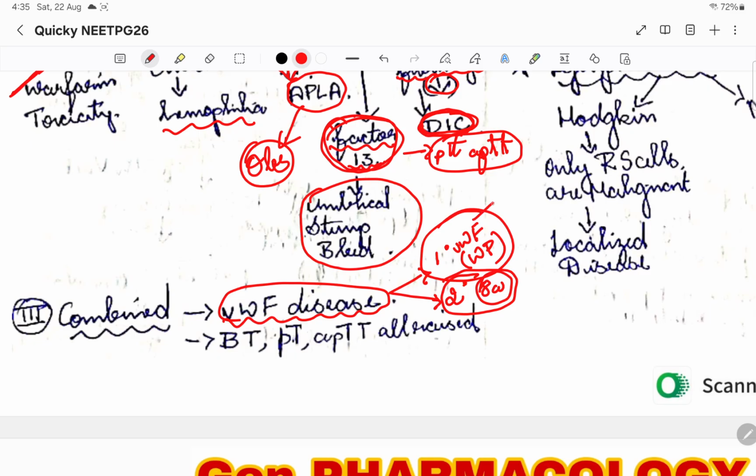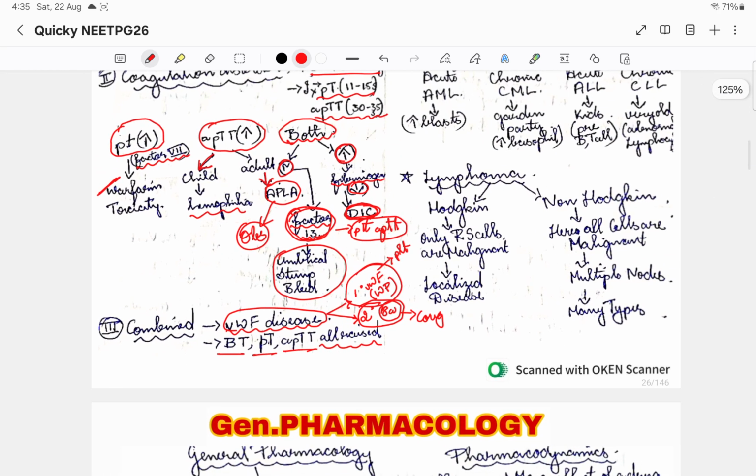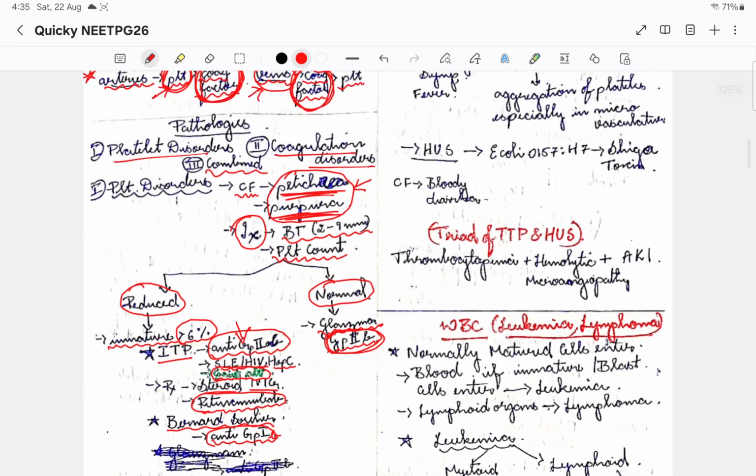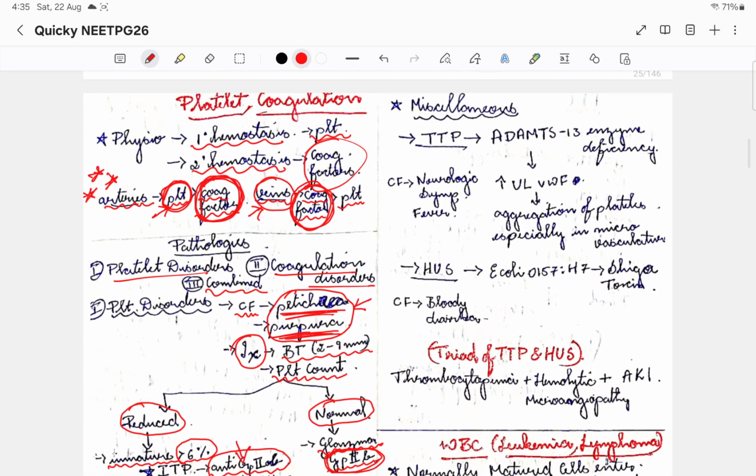Here the platelet is getting affected, and here the coagulation pathway is getting affected. That is why it is a combined disorder, where bleeding time, PT, APTT, everything is raised. That is why it is called a combined disorder. Von Willebrand disease is a combined disorder of both platelet and coagulation factors. Remember it that way and it will be easy for you.